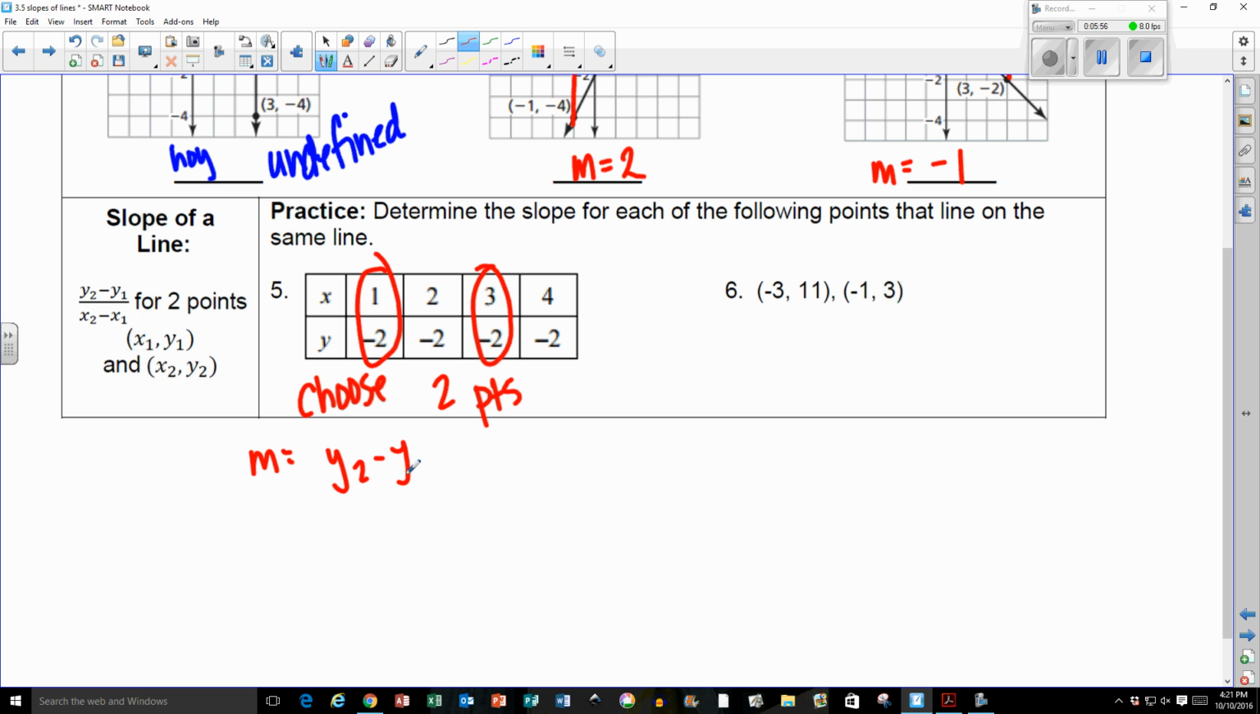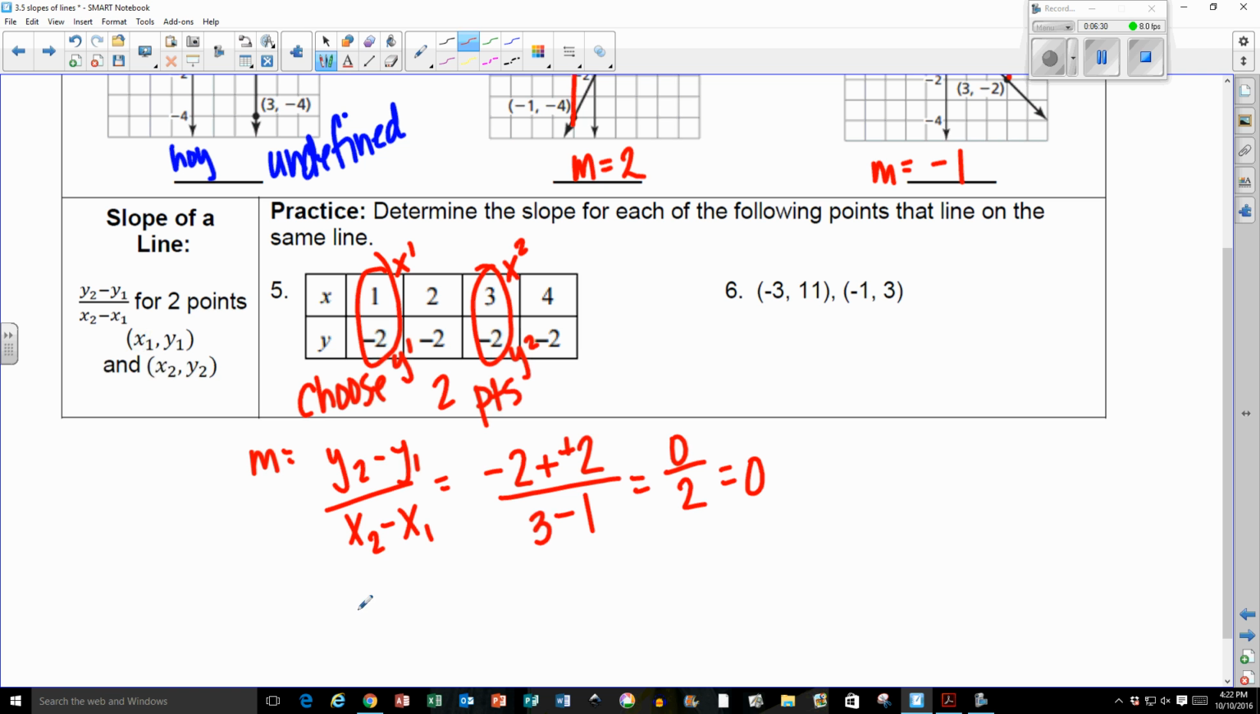y2 minus y1 over x2 minus x1. So we'll call this x2 and we'll call this one x1. This one's y2 and this is y1. So y2 is negative 2 minus y1, which is negative 2. x2 is 3 minus 1. So 2 negatives make a positive. So negative 2 plus 2 is 0 over 2, which is 0. So my slope is 0, which means a horizontal line.